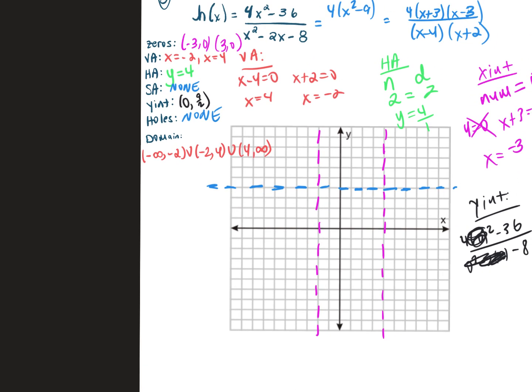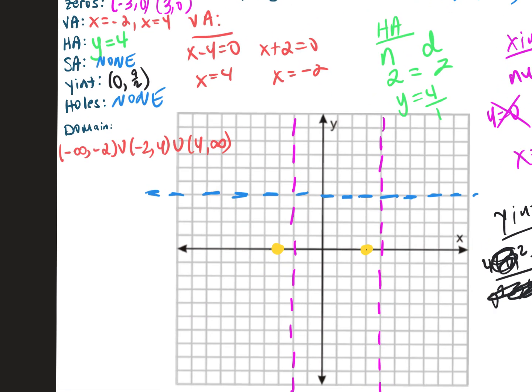Where does this graph cross the x-axis? At -3, good, right there, and at +3. And where do we cross the y-axis? 9/2. Where is 9/2? No, it's not 8.5, it's 4.5. It's a little more than 4, right? It's right there above our asymptote.